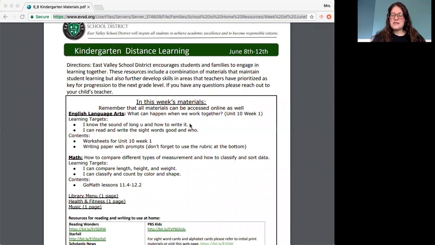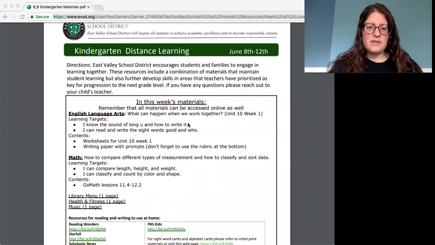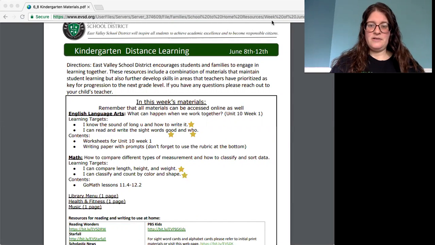So let's get right to the learning targets for reading this week. We're going to talk about knowing the sounds of long U and how to write it. And then I want you to read and write the sight words good and who. And then in math, we're going to work on comparing length, height, and weight. And we're going to count by color and shape. So we're going to keep on going down the page here.